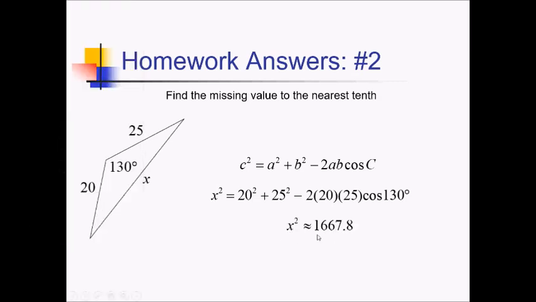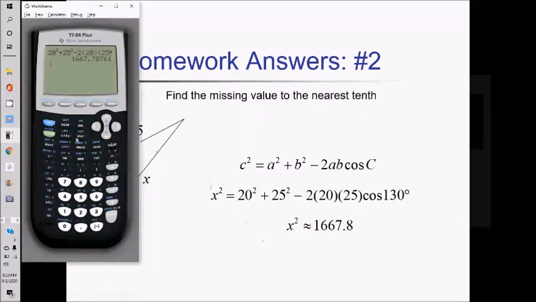But I'm not done. Still need to take the square root of this to get x instead of x squared. So let me go back to the calculator. Let me do the square root, so second square root, and I'm just going to go up and grab that output that I just got and put it in my square root. So that's going to be, if I square root that, 40.8.